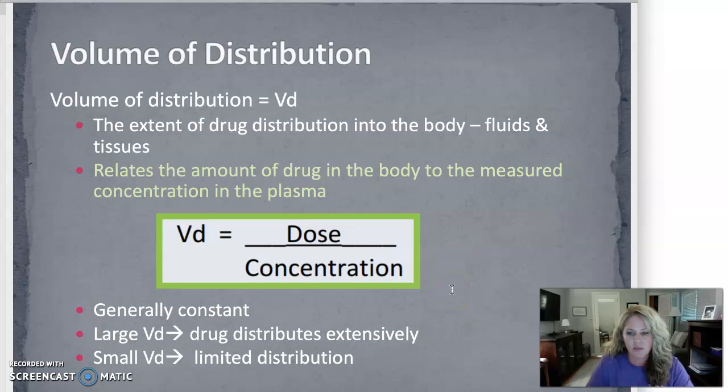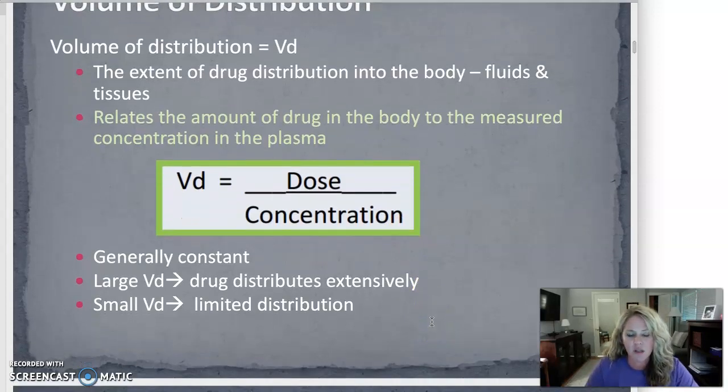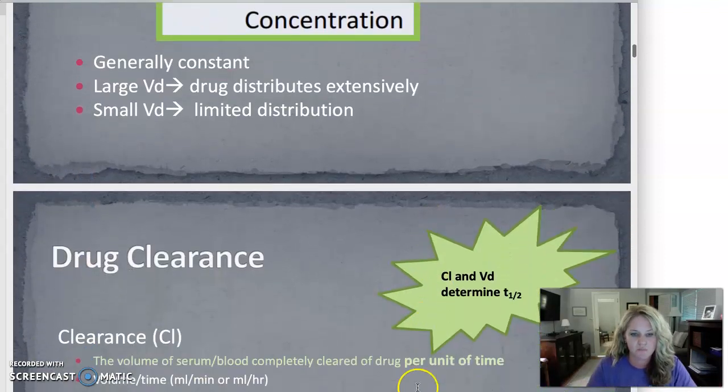A large volume of distribution means that the drug distributes out. A drug, for example, would be digoxin. It has a very large distribution. It goes out to the skeletal muscle. A small volume of distribution, an example would be aminoglycosides. So I like to think of volume of distribution as the way the drug stays. If it's a small volume of distribution, it's going to stay close to the blood. If it's a large volume of distribution, it distributes out to the tissue.